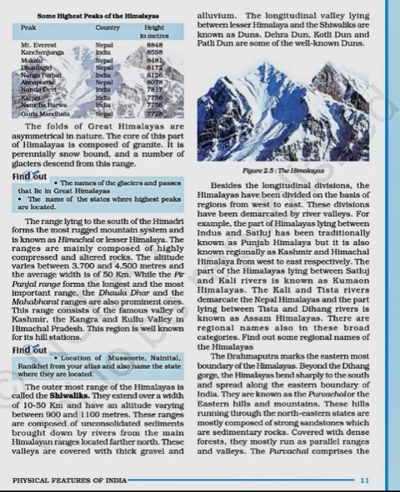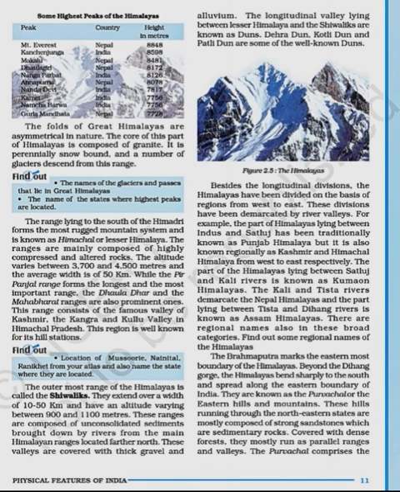The Himalayas between the Indus and Satluj rivers are known as the Punjab Himalayas. The Himalayas between Satluj and Kali river are known as the Kumaon Himalayas, the Himalayas between Kali and Teesta river are known as the Nepal Himalayas, and the Himalayas between Teesta and Dihang river are known as the Assam Himalayas. Okay, so this was the division from west to east.